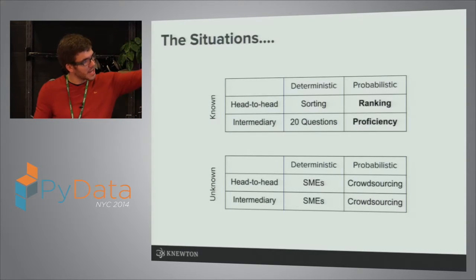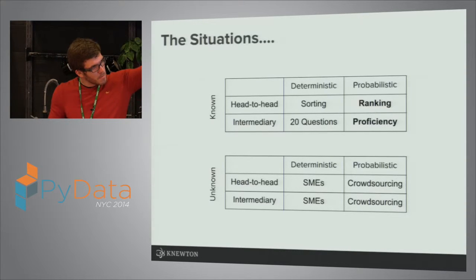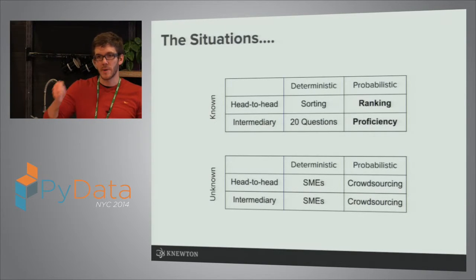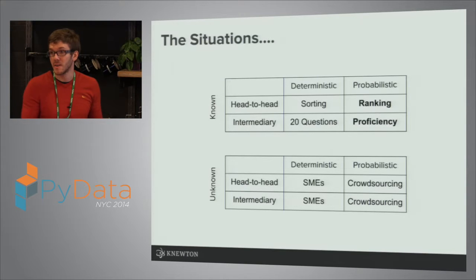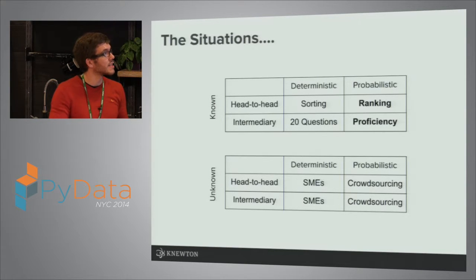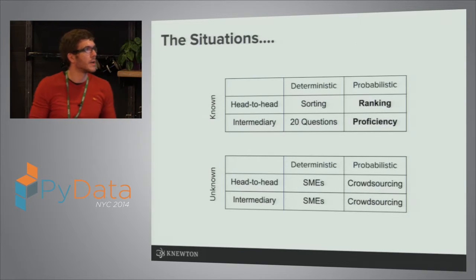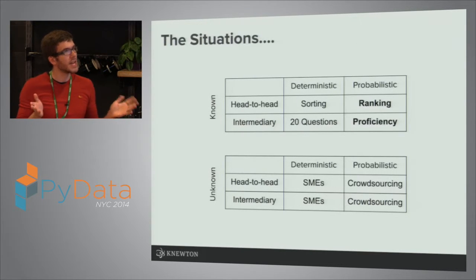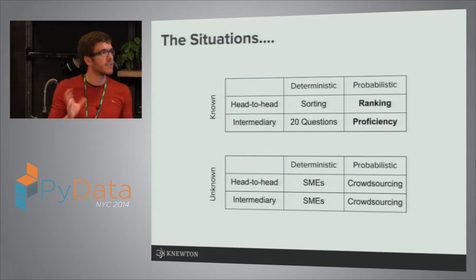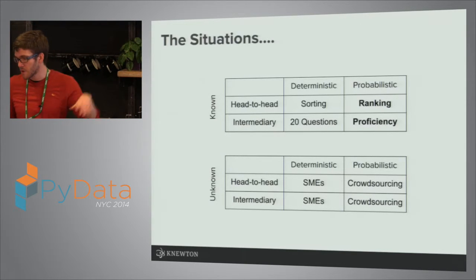But in this left-hand category, in the deterministic setting, it's about minimizing the number of questions I have to ask. Whereas in the right-hand category, it's much more about knowing how much confidence I have in any given answer before I could even ask how many questions I need to ask. So we're going to focus on that top right-hand corner, where the answers are known ahead of time, but the responses are probabilistic. And we're going to divide these into ranking and proficiency.